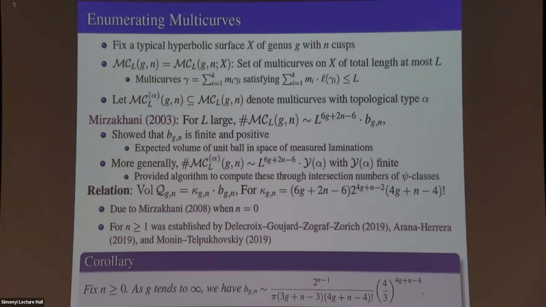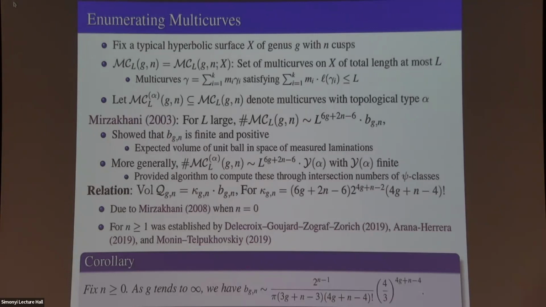So it's going to be the set of multicurves on X of total length at most L. When I talk about the length of a multicurve, remember that a multicurve is a weighted sum of simple geodesics. And all I do is sum: if my multicurve gamma is equal to the sum of m_i gamma_i, then the length of gamma is equal to the sum of m_i times the length of gamma_i. So I'm imposing that that's at most L.